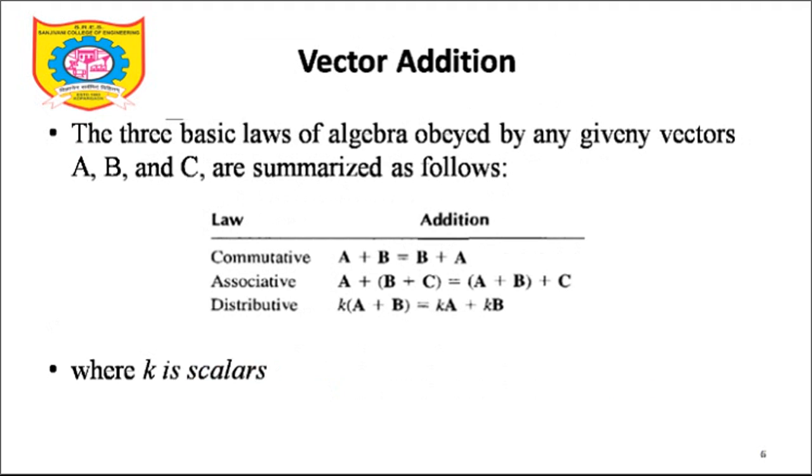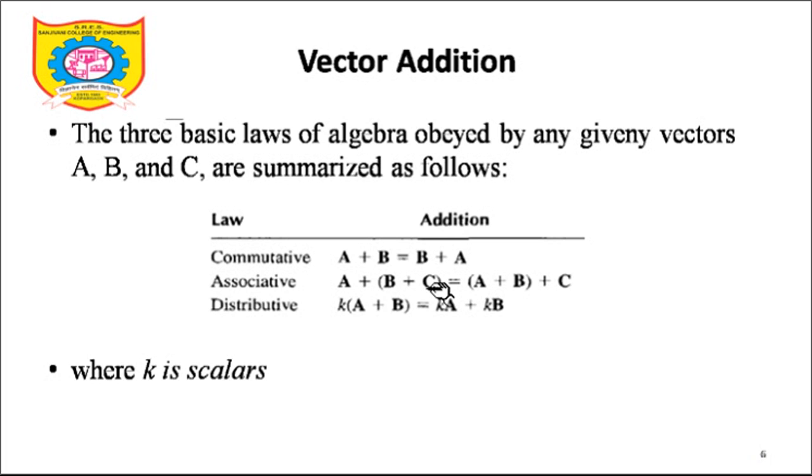Next we'll talk about vector addition, some of the things that you already know. The three basic laws of algebra obeyed by any given vectors a bar, b bar and c bar are summarized as follows. Commutative: a plus b equals b plus a. You already know that. Associative: a plus (b plus c) equals (a plus b) plus c. So it's also an associative law.